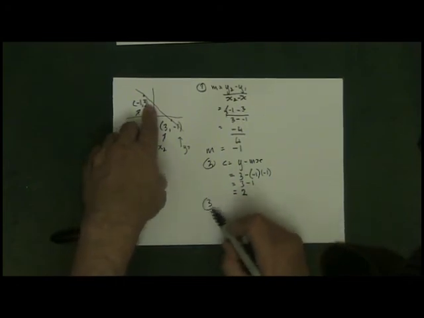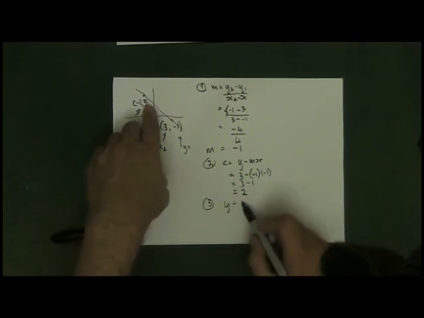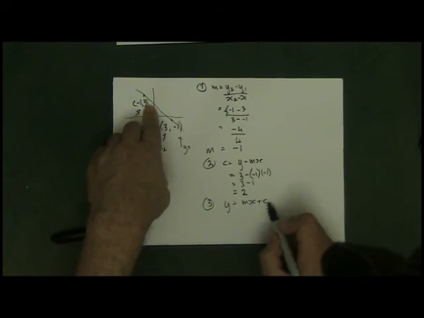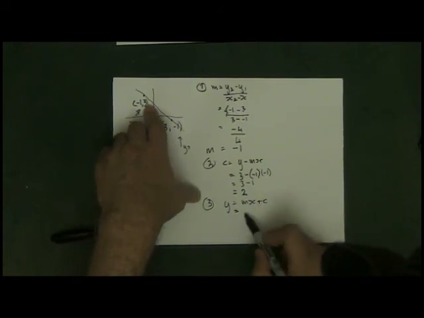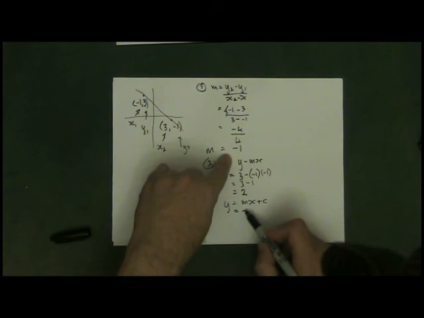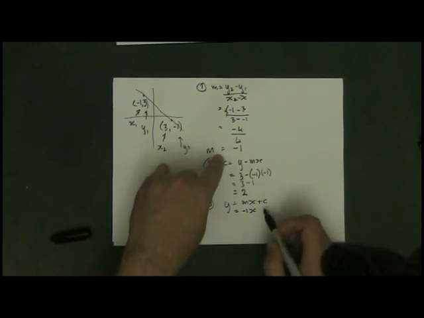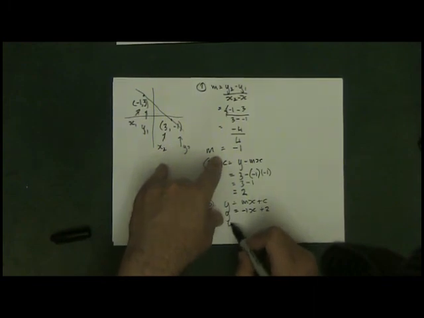So now the equation of the line y is equal to mx plus c, which is equal to, we said m was minus 1, x plus 2, or we can just write that as y is equal to minus x plus 2.